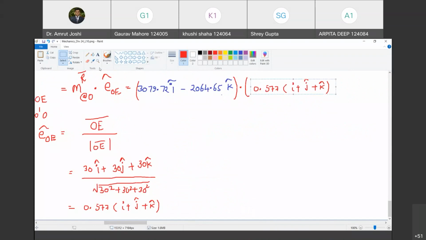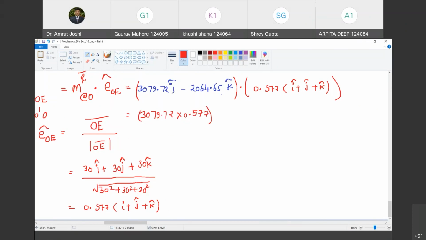Happy? Yes, sir. Now, when I take the product, I dot I is 1. So it is going to be 3079.72 into 0.577. Do you agree with me? Yes, sir. Then I dot K is 0.